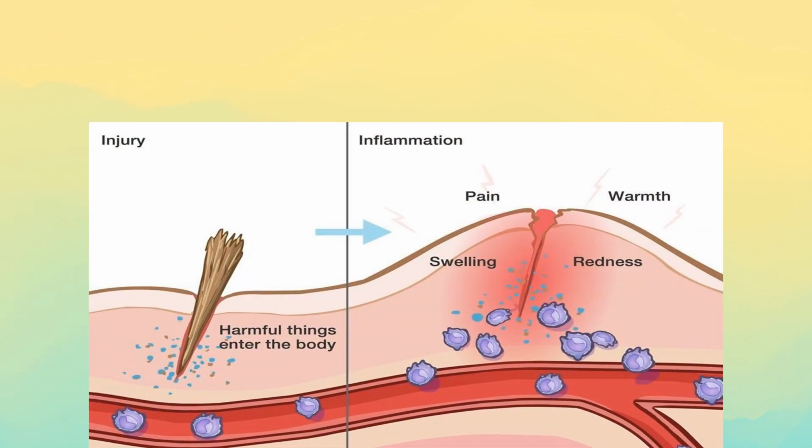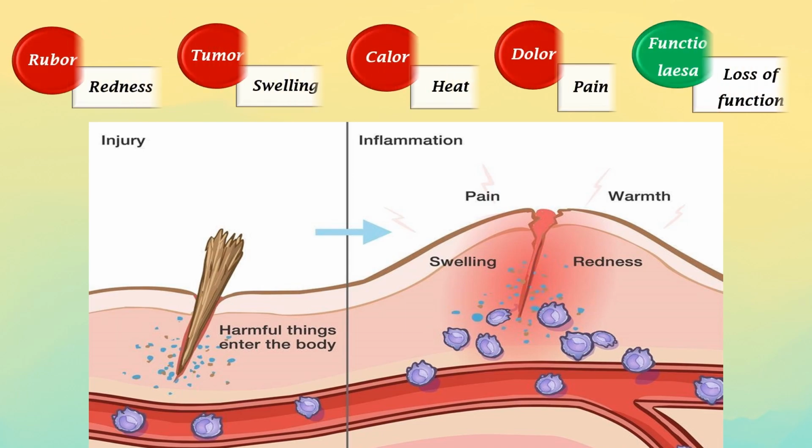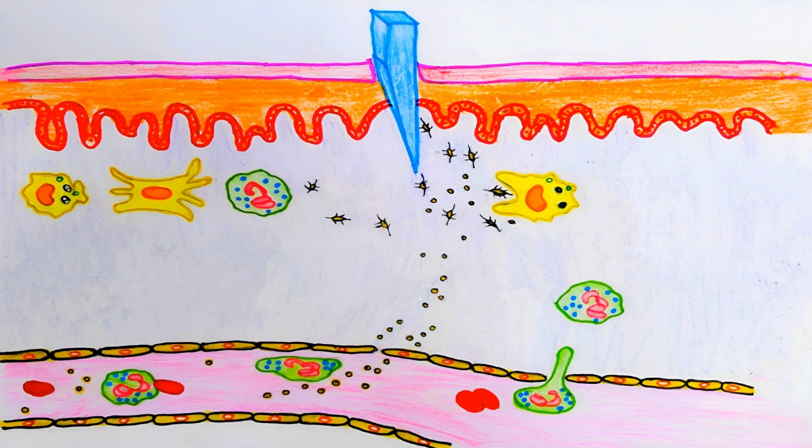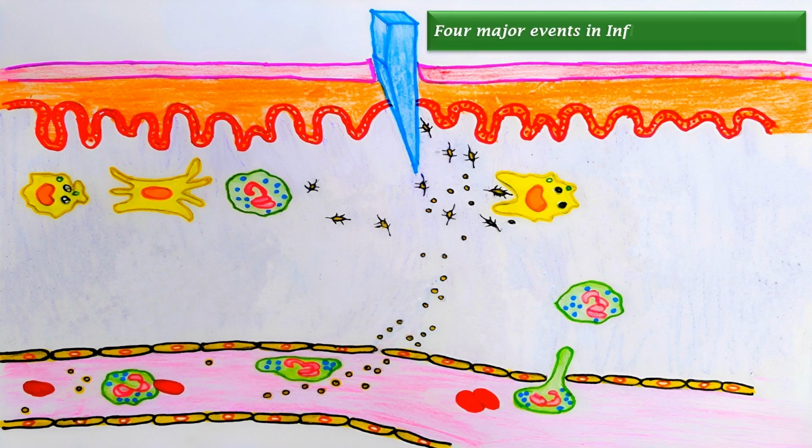So, here you can see that, in case of an injury, harmful things enter the body, resulting in inflammation, which is characterized by redness, swelling, heat or warmth, and pain. This image shows the 4 major events in the inflammatory response.